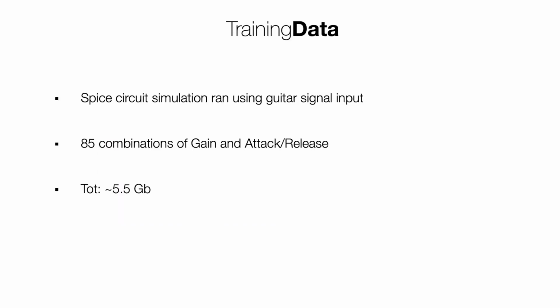Once I was happy with the circuit design, I generated the training data by running the SPICE circuit simulation using a guitar signal as the input to the simulation itself. I sampled a total of 85 combinations of gain and attack and release time. I intentionally sampled the data very densely for low gain settings because I wanted to have a very smooth increase of distortion. And I ended up generating about 5.5 gigabytes of training data.